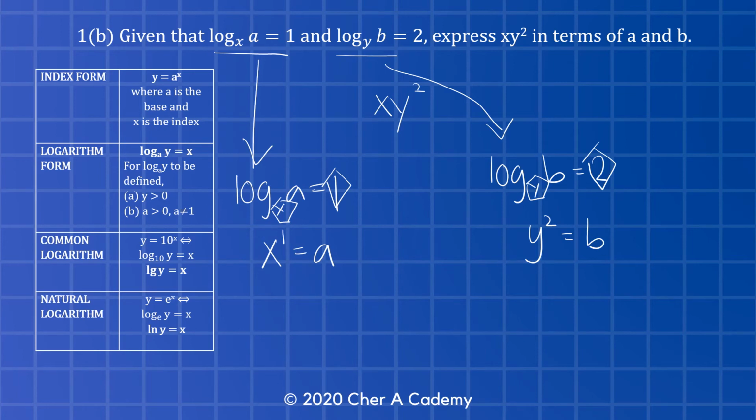I hope I'm not confusing you by saying base and kite, because actually that's how I try to help myself to remember. Another way of looking at the kite is just simply to call it the index. So then we have x is equal to a and my y squared is equal to b. And this is perfect because the question is asking for xy squared. So replacing x with a and replacing y squared with b, my final answer will be ab.